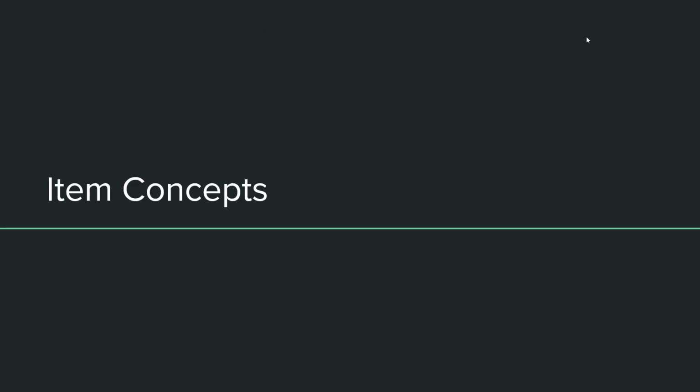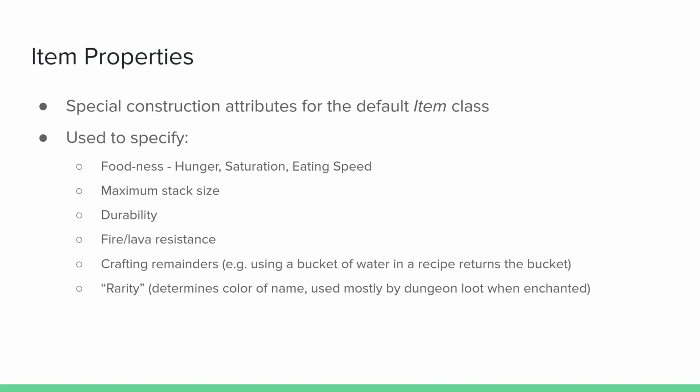Items. Guys, items. There's so much more you can do with items than I've just shown. When we created our item earlier, we had to pass an item properties into the constructor. The item properties are just a bunch of special things that you can tell an item how to work. In item properties, you can specify whether it is food. Its maximum stack size, by default it's 64, but like ender pearls, you can only stack up to 16. Its durability, so tools and stuff, you can make them have durability via item properties. Whether it's resistant to lava or fire, will it burn? Like obsidian, if you throw it in fire, it won't burn.